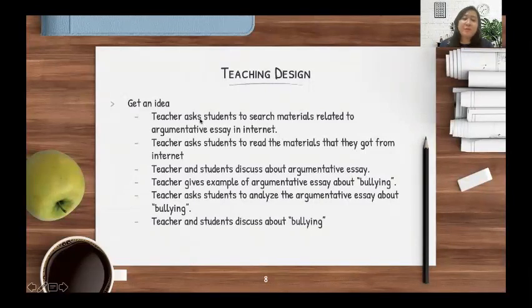Here, the first step is get an idea. The teacher asks students to search material related to argumentative essays on the internet. The teacher asks students to read the material. Teacher and students discuss the argumentative essay. The teacher gives an example of an argumentative essay about bullying. The teacher asks students to analyze the argumentative essay about bullying. And teacher and students discuss bullying itself. That is the first step.